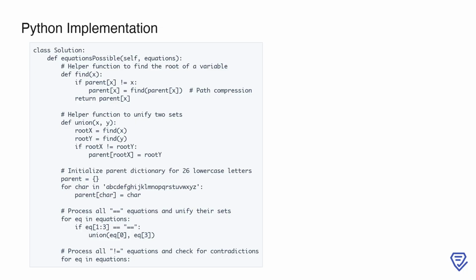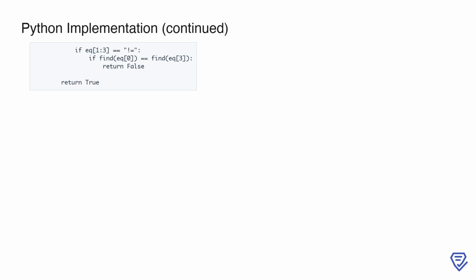After that, we process all equations that involve equality, denoted by the equal sign. For these equations, we call the union function to ensure that the variables on both sides of the equality belong to the same set. Next, we handle the equations involving inequality, denoted by the is not equal to sign.